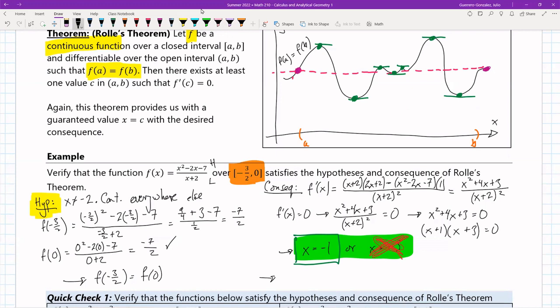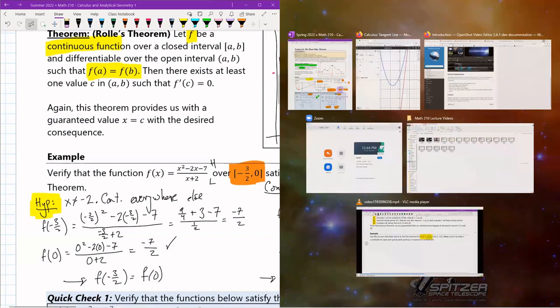So then we have there exists x equal -1 such that f prime of -1 is equal to 0. There is our consequence for Rolle's theorem, okay? So this is verifying that the function satisfies the hypothesis and the consequence of Rolle's theorem. So now, for kicks and giggles, let's go ahead and verify this. What I'm going to do is a split screen here.